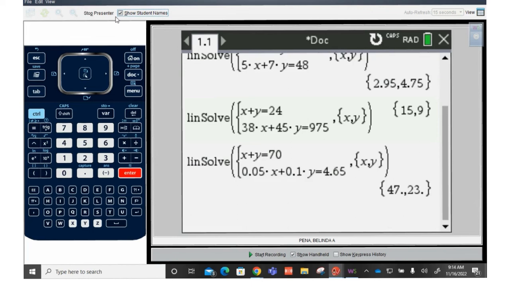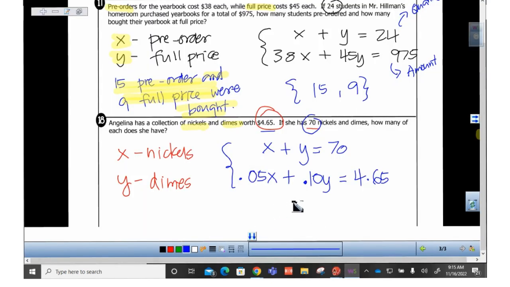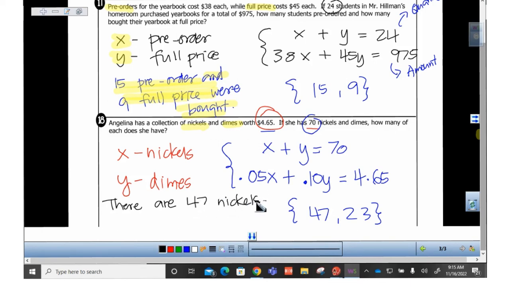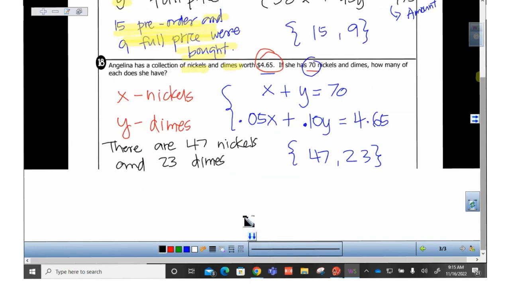Okay, you might be wondering why Belinda's answer has a decimal point after the number. Well, simply because in our equation there are decimals as well. In the previous problem there were no decimal points. Here, with the number of coins, we have decimals because of the values 0.05 and 0.10, but we just use 47 and 23. Okay, so therefore our solution set is 47, 23. And what that means is that there are 47 nickels and 23 dimes in Angelina's collection.